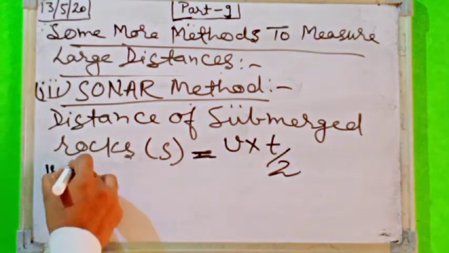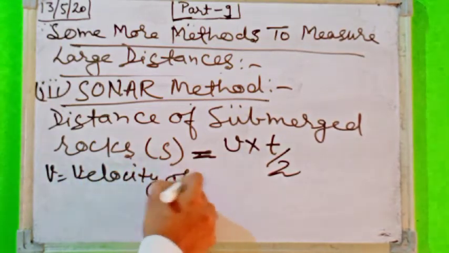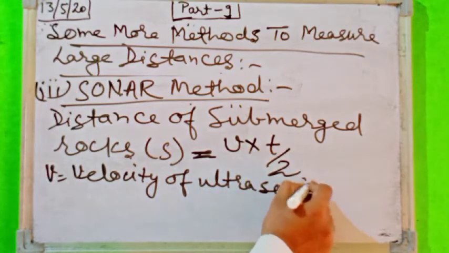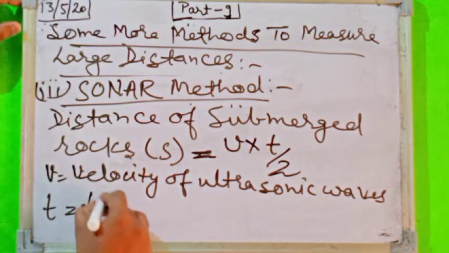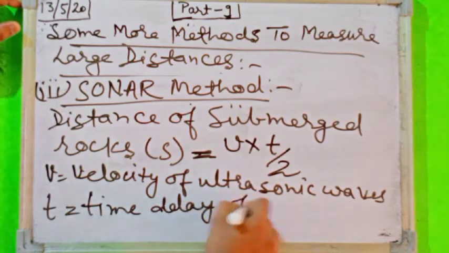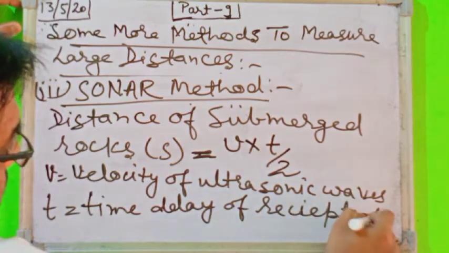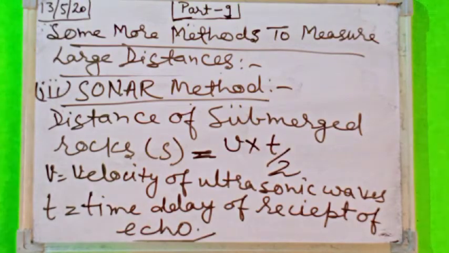v is equal to the velocity of ultrasonic waves, and t is the time delay of receipt of echo. So t is the time of going and returning, so half of it, either the time of going or the time of returning, is t by 2. Multiplying by v, velocity into time, we get the distance of the submerged rock from the sonar which is situated inside the sea. So it can be calculated with the help of the sonar method.